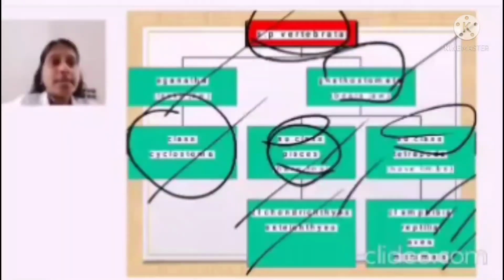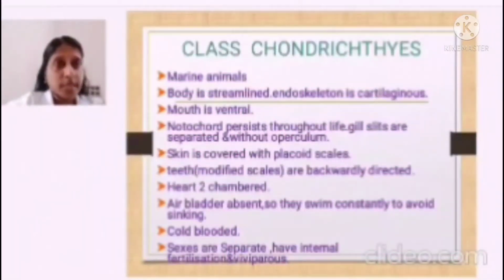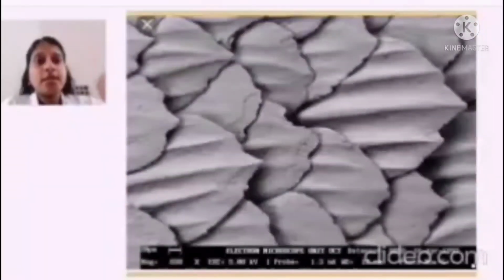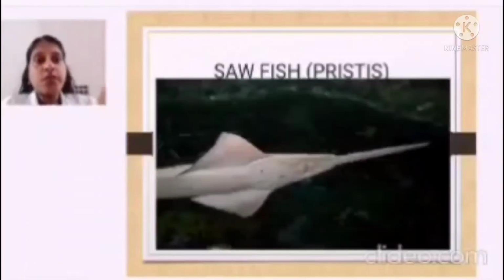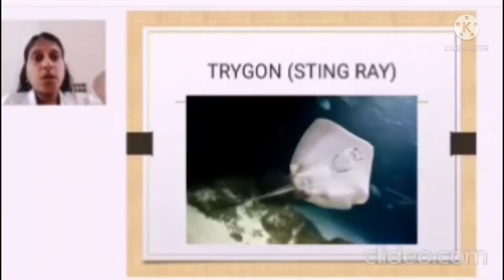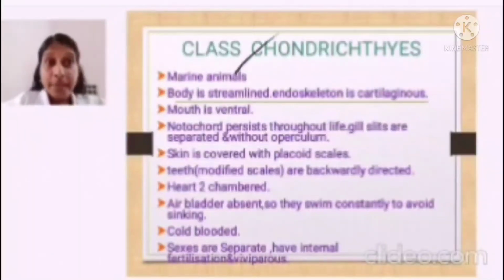Two categories are there, one is chondrichthyes and another one is osteichthyes. First, chondrichthyes class. Okay, so the fishes like this, this is the scales, sawfish, electric ray fish, Trygon. So these are all coming under chondrichthyes. Okay, so they are marine animals, marine, salt water.